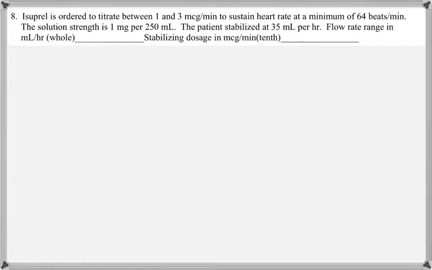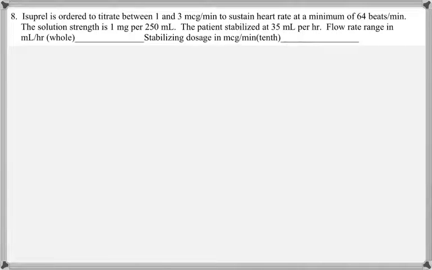Looking at number 8, it says Isuprel is ordered to titrate between 1 and 3 micrograms per minute to sustain a heart rate at a minimum of 64 beats per minute. The solution strength is 1 milligram per 250 milliliter. The patient stabilized at 35 milliliters per hour. Find the flow rate range in milliliters per hour, as well as find the stabilizing dosage in micrograms per minute.